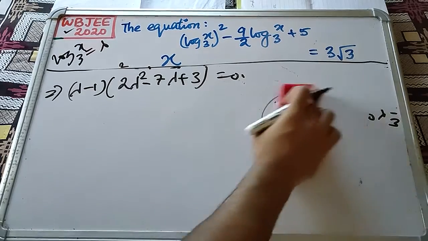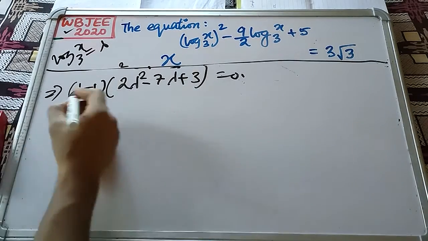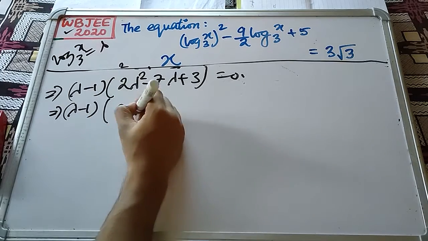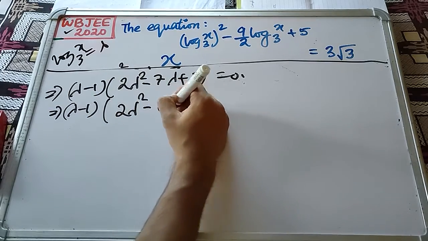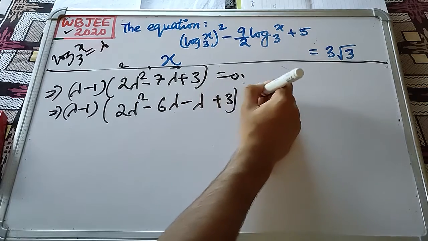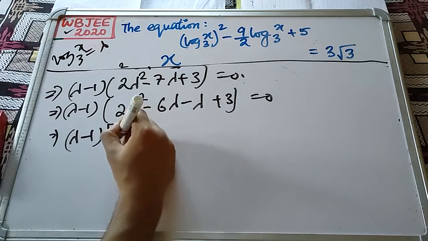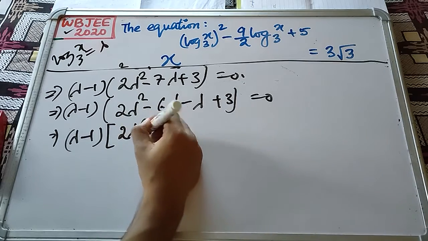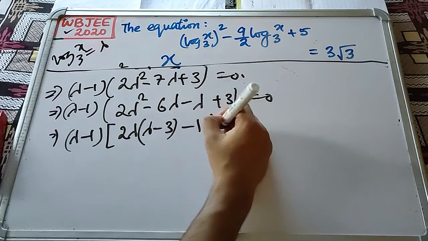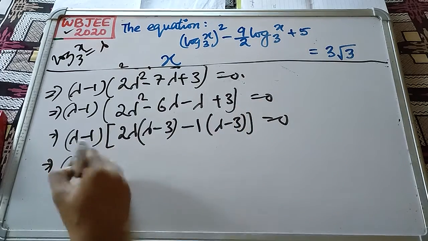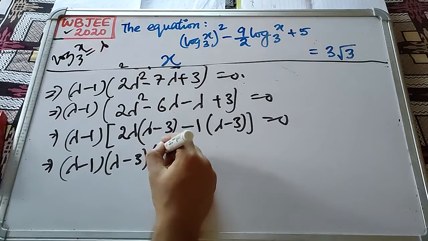So now we are quite at the end of our cubic solution. We need to just factorize this. This becomes lambda minus 1 into 3 times 2, that is 6. Therefore 2 lambda square minus 6 lambda minus lambda plus 3 equals 0. Lambda minus 1 into 2 lambda lambda minus 3 minus 1 lambda minus 3 equals 0. Lambda minus 1 into lambda minus 3 into 2 lambda minus 1.